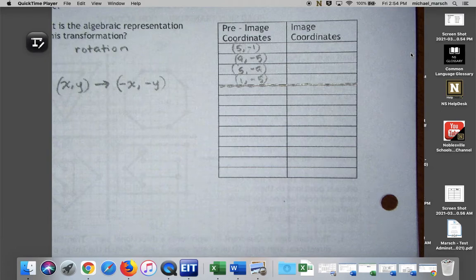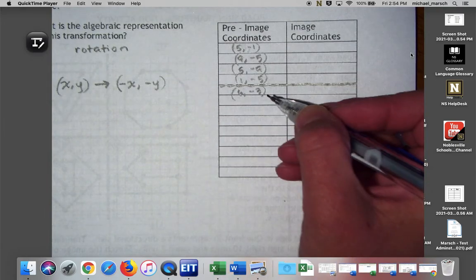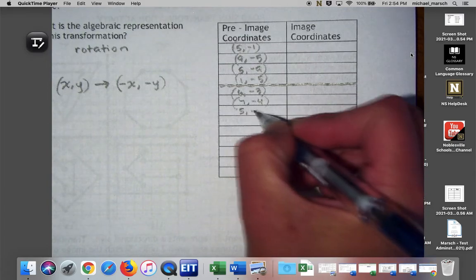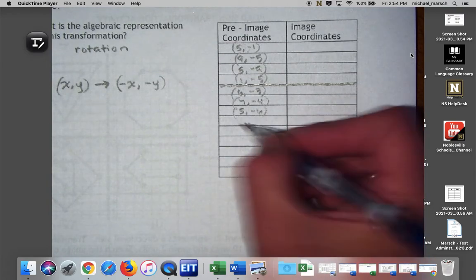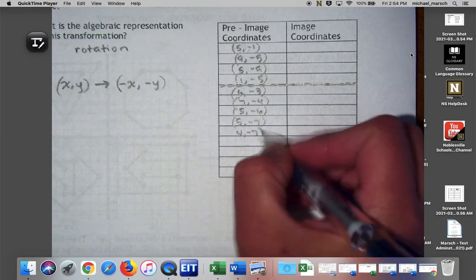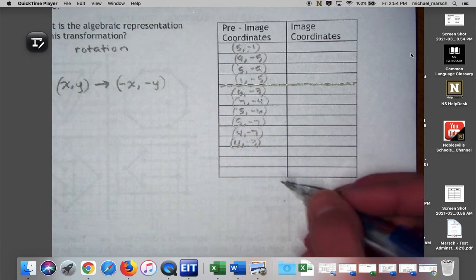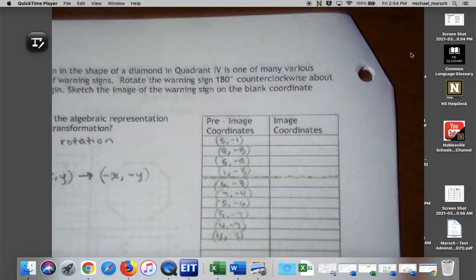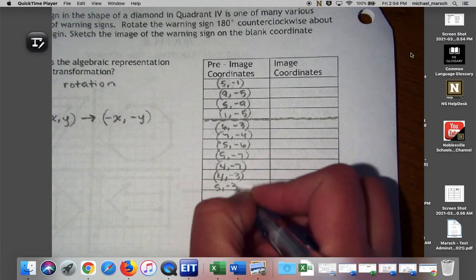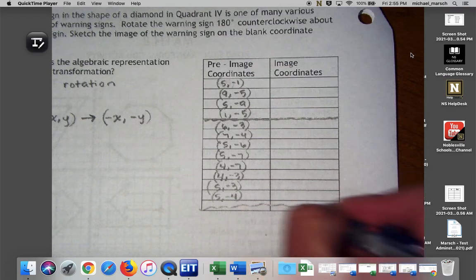And then when I start that little interior shape, I have 6, -3, 7, -4, 5, -6, 5, -7, 4, -7, 4, -3, 5, -3, and 5, -4. And I have an extra random box there that I don't need.